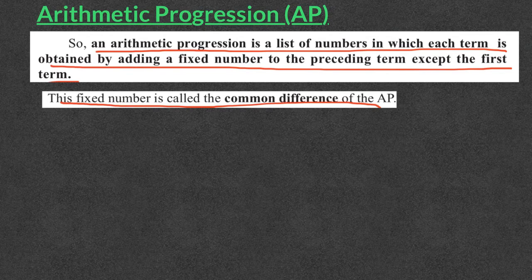So now we know what arithmetic progression is. All the series of numbers that we saw earlier, are they in arithmetic progression? Yes, because every term was obtained by adding a fixed number to the preceding term, except for the first term. So all the 3 examples which we saw were in arithmetic progression.